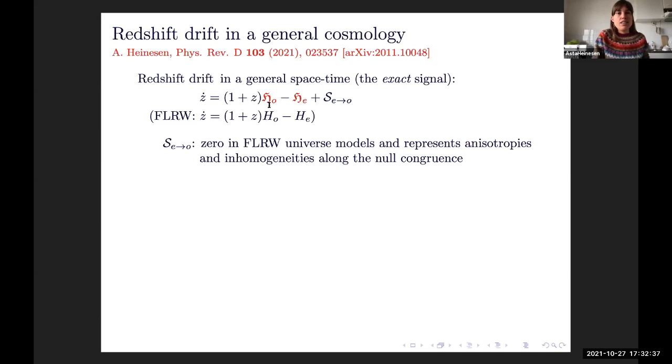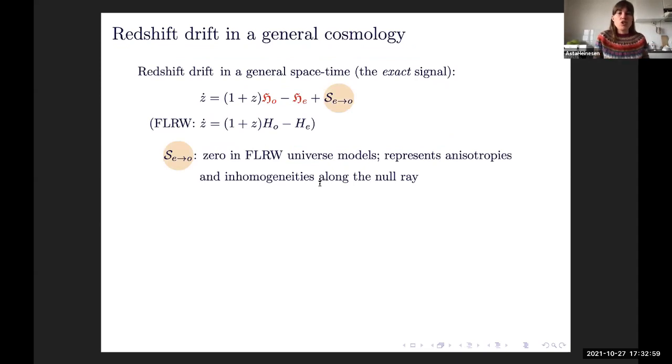And we see that again, the FLRW Hubble parameter generalizes nicely into this curly H function that we also saw for the luminosity distance cosmography. But in addition, we have this additive term S here, which is zero in the FLRW universe models. So it has no FLRW counterpart. And it represents anisotropies and inhomogeneities that are encountered along the photon path from the emitter to the observer. And we can do some algebra to get an understanding as to exactly how anisotropies and inhomogeneities enter in this term.